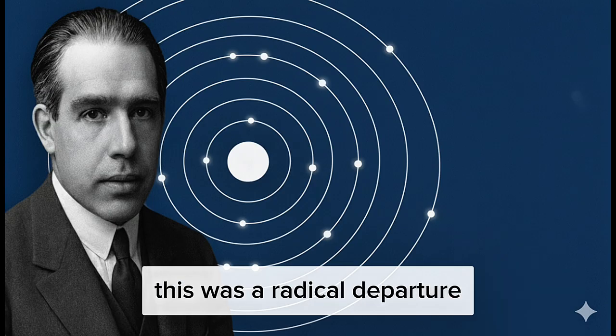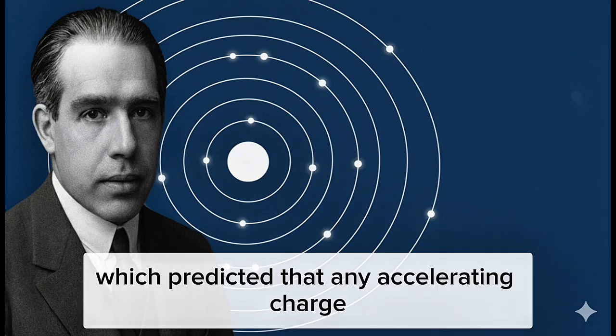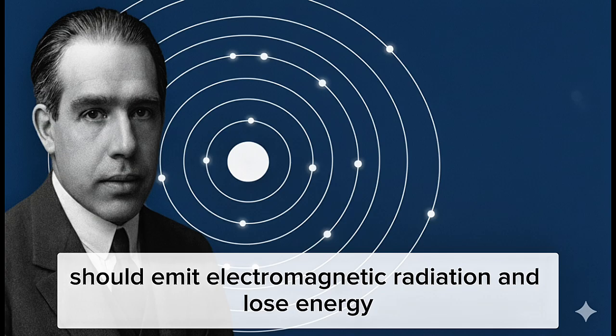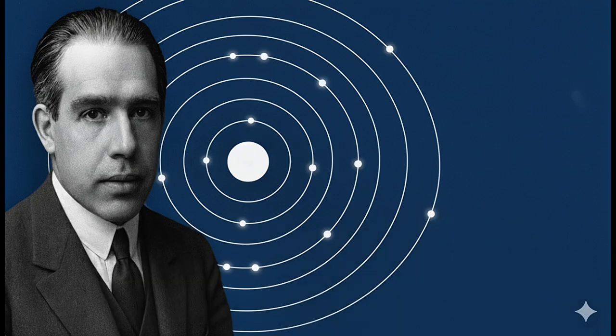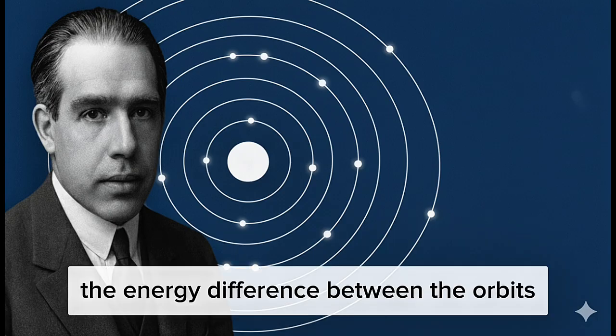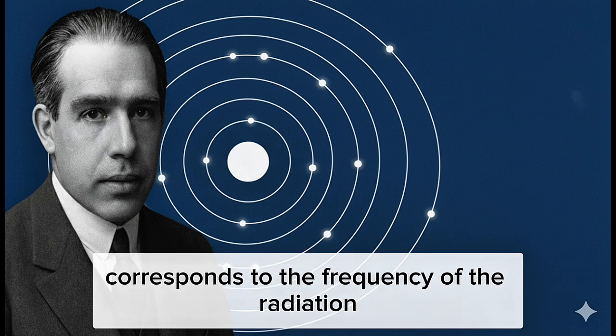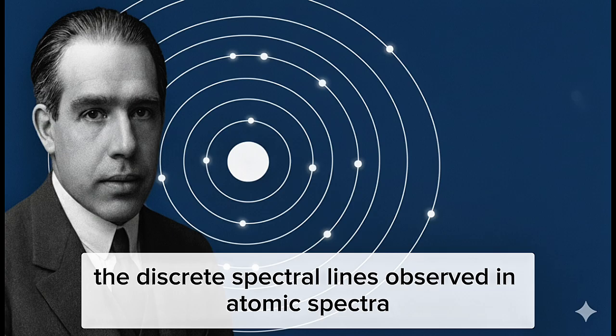This was a radical departure from classical electrodynamics, which predicted that any accelerating charge should emit electromagnetic radiation and lose energy. Third, electrons can only absorb or emit radiation when they jump between these fixed orbits. The energy difference between the orbits corresponds to the frequency of the radiation emitted or absorbed, explaining the discrete spectral lines observed in atomic spectra.